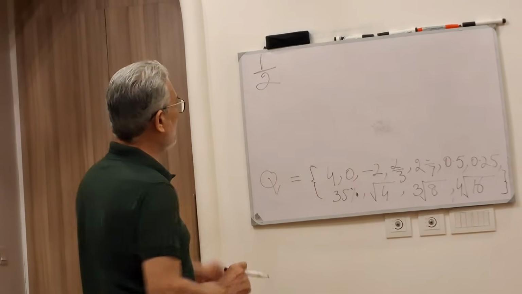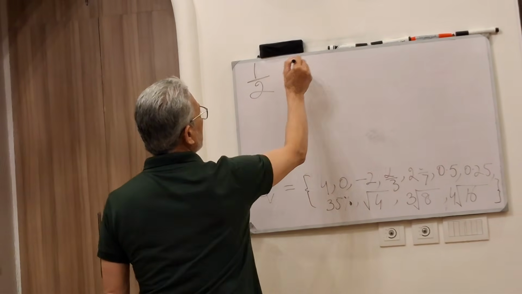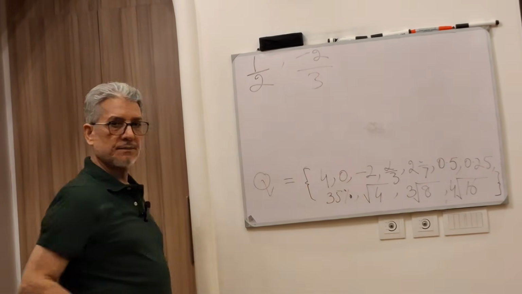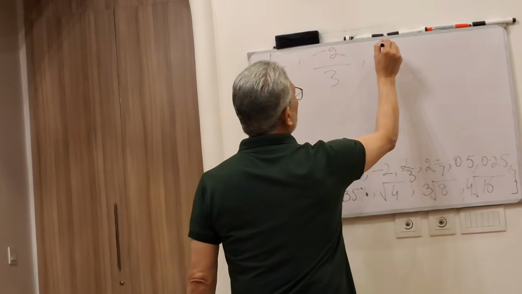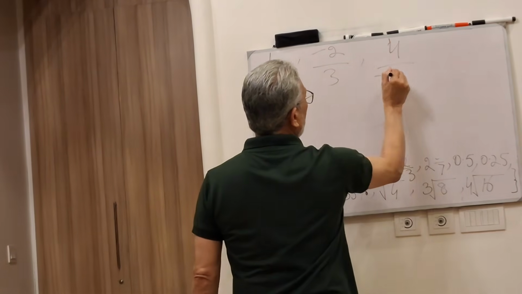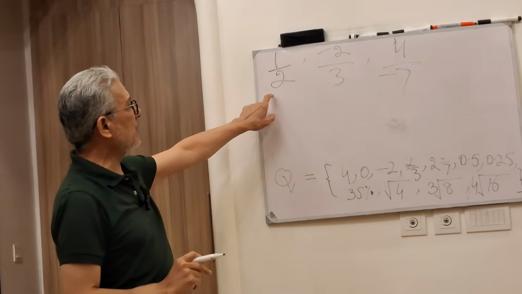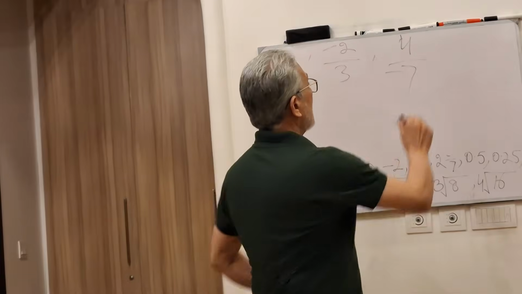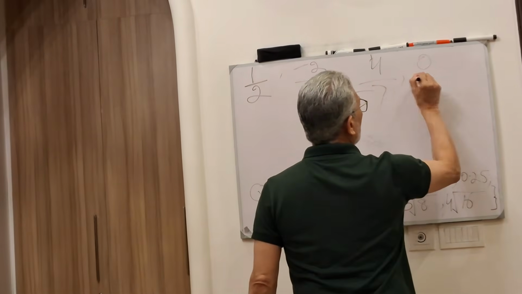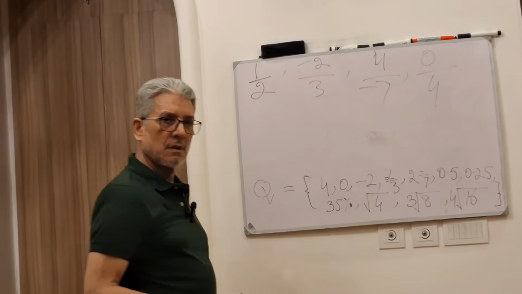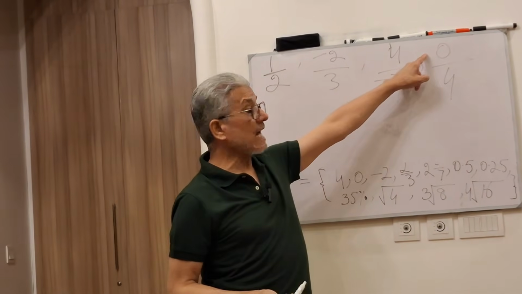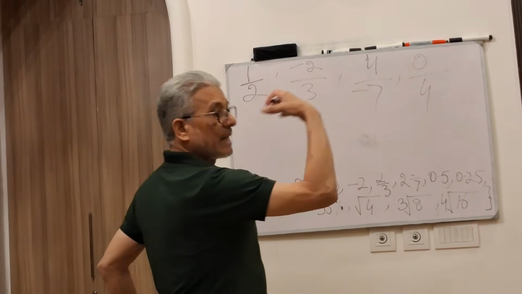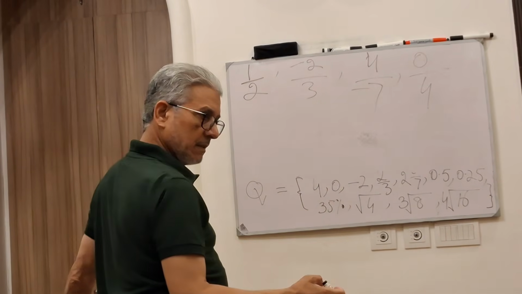It means we have negative numbers in integers also. So, we can also write like this: minus 2 over 3, or 4 over minus 7. This is also a rational number, this is also a rational number, and this is also a rational number. Or 0 over 4, because 0 is also an integer. You have seen in the set of integers: 0, positive numbers, and negative numbers.